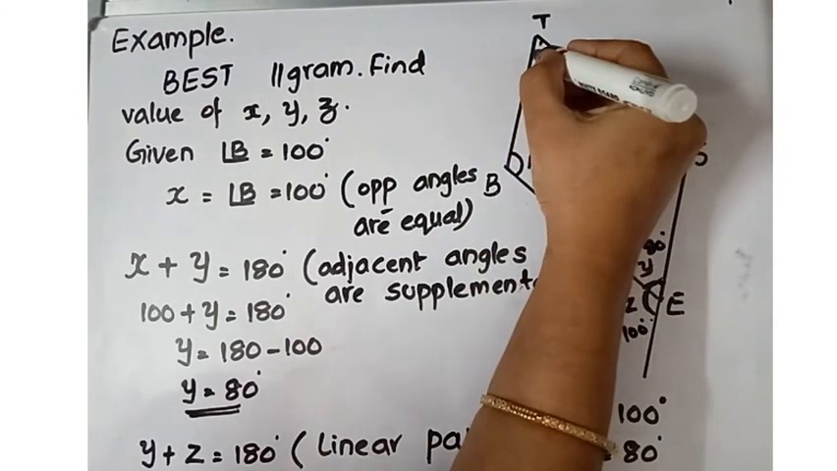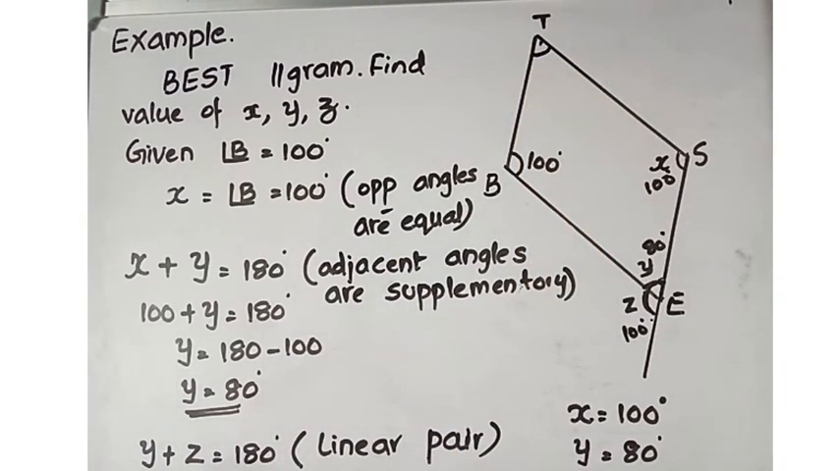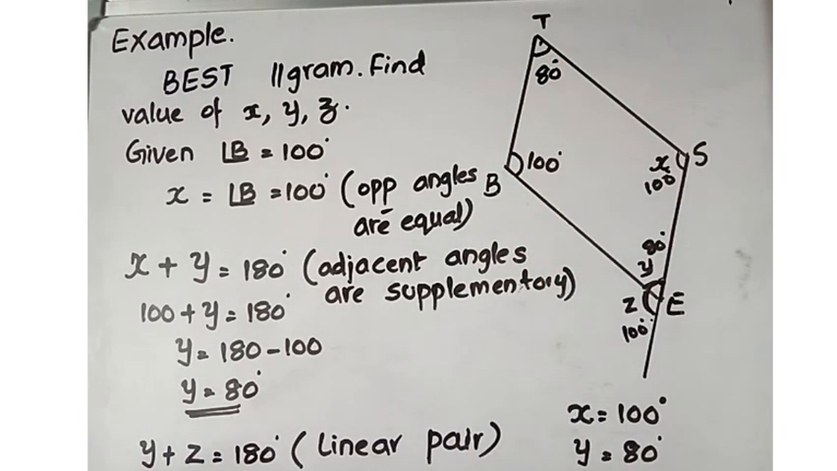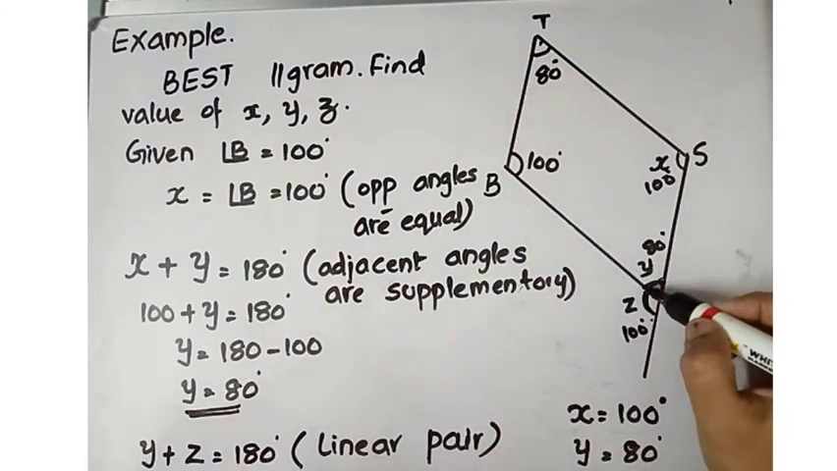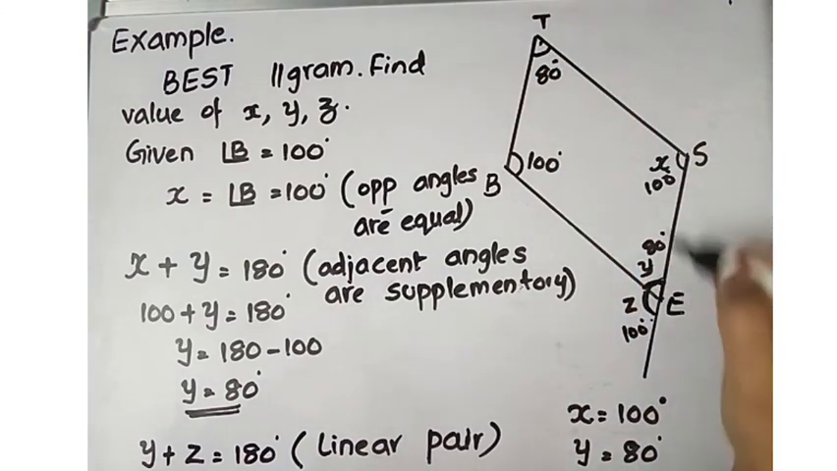Even though this is not asked, can you tell me what is the angle formed at the point T? Yes, it should also be equal to 80 degrees. What is the reason? If this is Y, 80 degrees, we know that opposite angles in a parallelogram are equal. So if this is 80, this should also be 80 degrees.